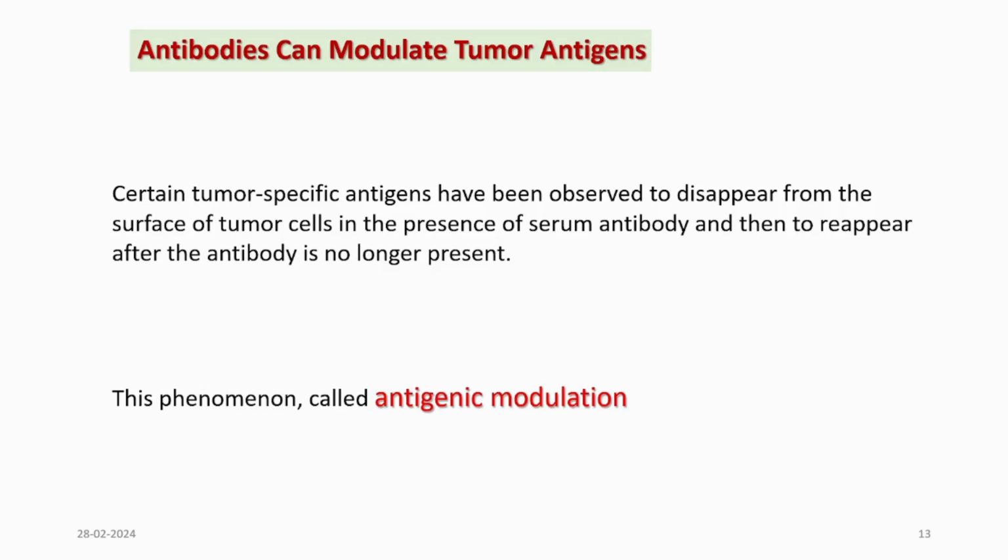The antibody basically modulates the tumor antigen. So you will see that certain tumor-specific antigens have been observed to disappear from the surface of the tumor cell in the presence of the serum antibody, and reappear when the antibody is no longer present. This phenomenon is called antigenic modulation.